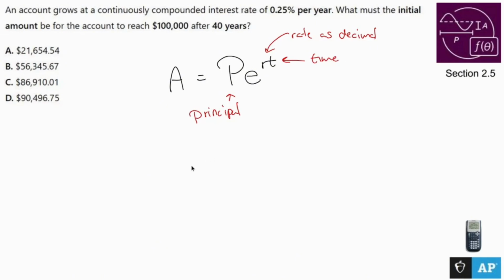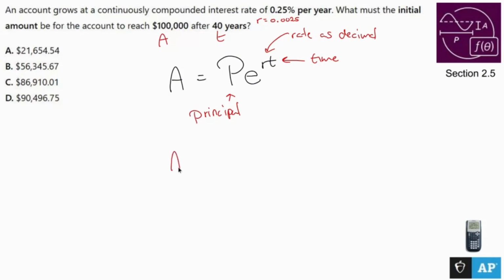Now, this is a simple matter of plugging stuff in and seeing what happens in 40 years. So A is the amount, and T is the time. Now, if my rate is 0.25% per year, doesn't that mean that the R I care about is 0.0025? Yes, it is.